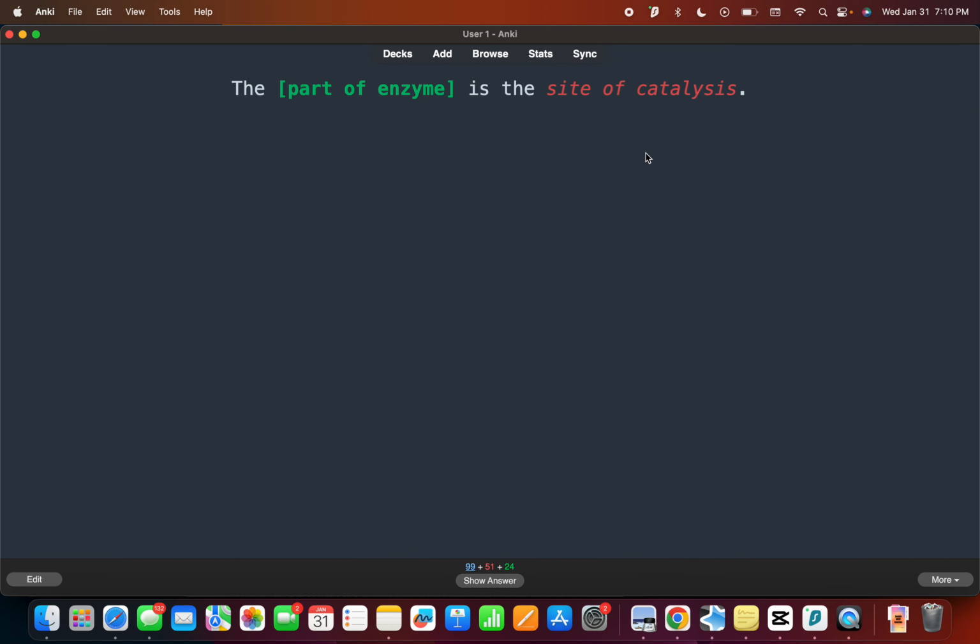What part of enzyme is the site of catalysis? It's the active site.